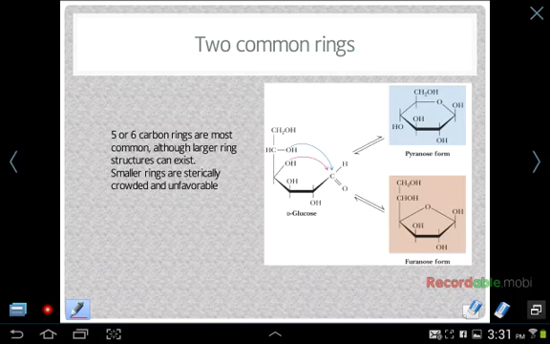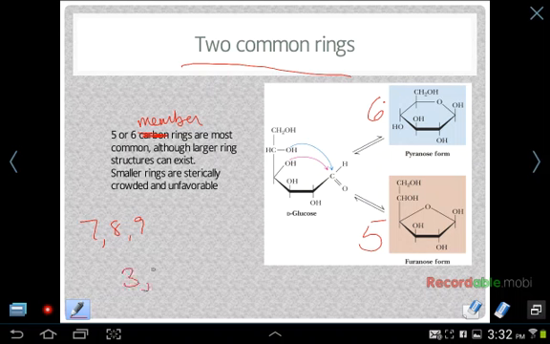Now, as you saw, there are 2 common rings, either the 5-membered pyranose ring, and I shouldn't say 5-carbon, I should just say 5-member, because oxygen is a part of the ring. So you can have the 6-member ring or the 5-member ring. Now, you can have higher order, like 7, 8, or 9-member rings existing biologically. However, they're just not as common. The 5 or 6 tend to be the most common. Smaller rings, such as 3 or 4-membered rings, are very uncommon and do not exist because it's sterically unfavorable and crowded.